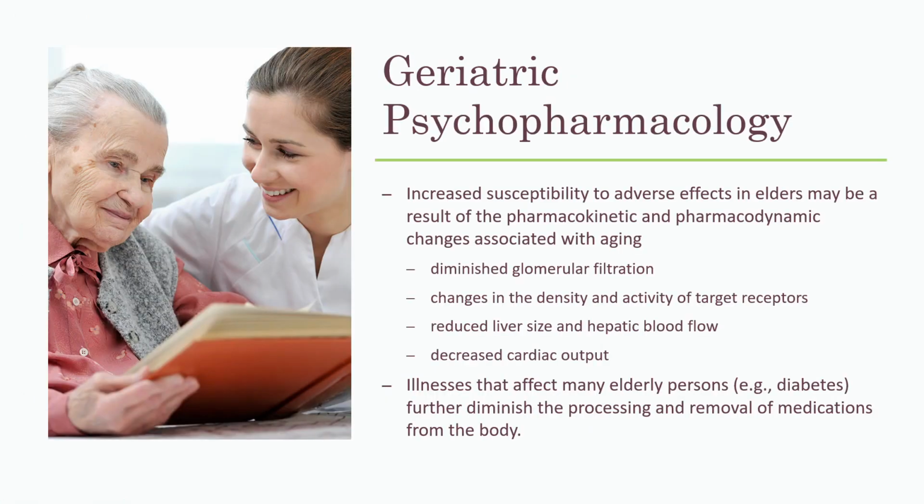So increased susceptibility to adverse effects in elders may be a result of the pharmacokinetic and pharmacodynamic changes associated with aging. And this is what I was just mentioning. There's diminished glomerular filtration, changes in density and activity of the target receptors, reduced liver size and hepatic blood flow, and decreased cardiac output. So things begin to slow down, okay? So it's putting us more at risk for adverse effects and toxicity. Now, illnesses that also affect many elderly people, such as diabetes, can further diminish the processing and removal of medications from the body.